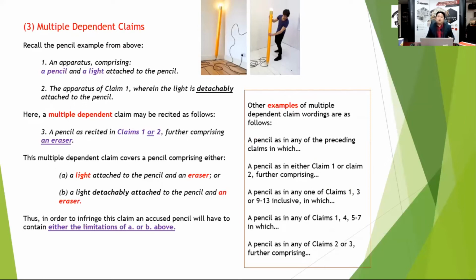You look at number 3. A pencil recited in claim 1 or 2 further comprising an eraser. Okay, so we are talking about claim 1 and 2, two separate individual claims, but in the third one, we are trying to say that whatever is in claim 1 or in claim 2, further comprising an eraser. So you have an eraser there, whether it's claim 1 or claim 2. So this is a typical example of a multi-dependent claim.